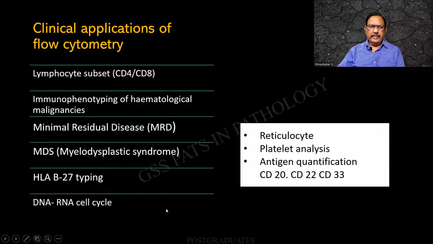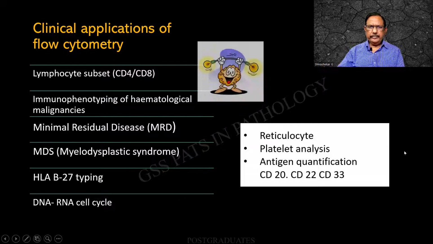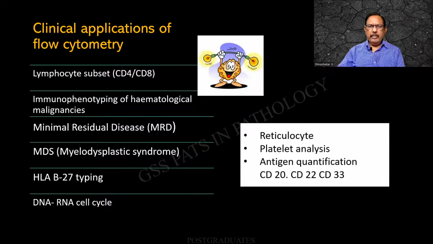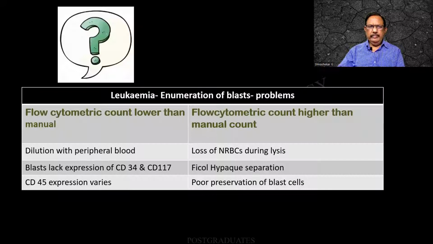So this again is, in a case of hematology, you can add, apart from hematological malignancies, there can be minimal residual disease, myelodysplastic syndrome, the DNA RNA cycle, etc. And these are also there, and the quantification of the antigens, CD20, 22, 33, etc. A nice table to memorize. Leukemia. I'm not going into the details of the leukemia, but just a word of warning.